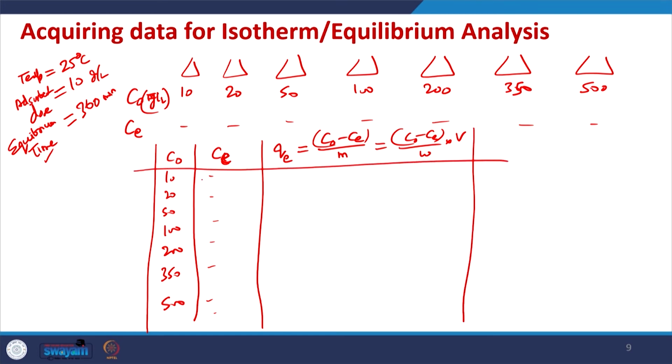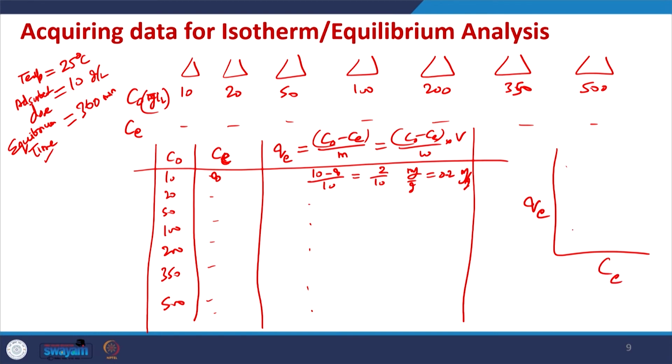For the first case, suppose the equilibrium concentration is 8. So, this will be 10 minus 8 upon 10, because we have already used 10 gram per liter. So, this will be 2 upon 10, that is 0.2 milligram per gram. Similarly, we can find out each, and we can draw a graph of QE versus CE. This is called the adsorption isotherm at 25 degree centigrade for one concentration solution. So, this is how we try to find out the graph.